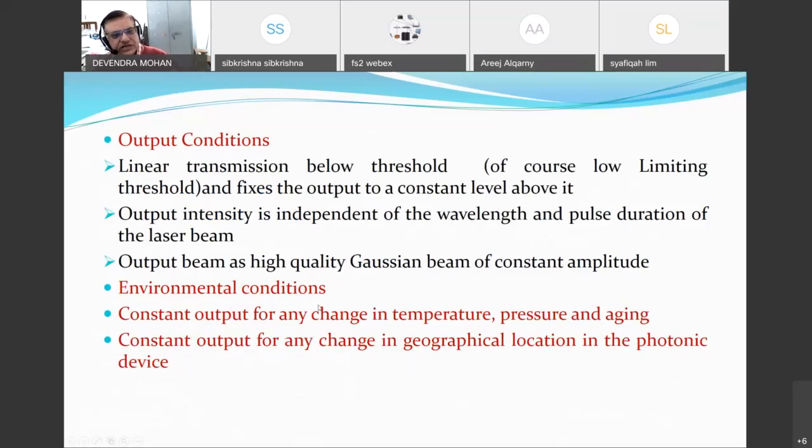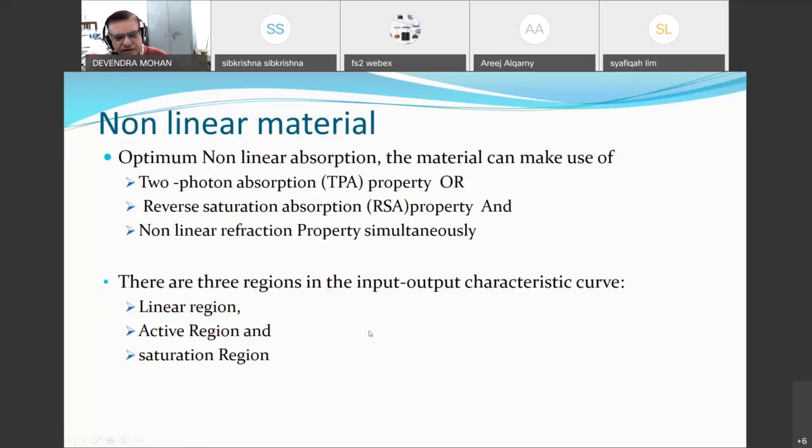Environmental conditions: constant output for any change in temperature, pressure, and aging. They should not be changed. If we take our device to some other geographical locations, the result should not change.